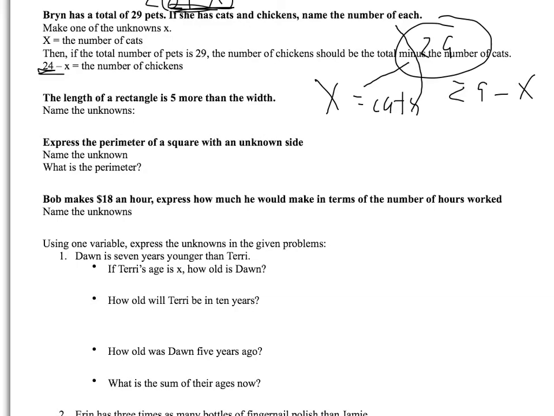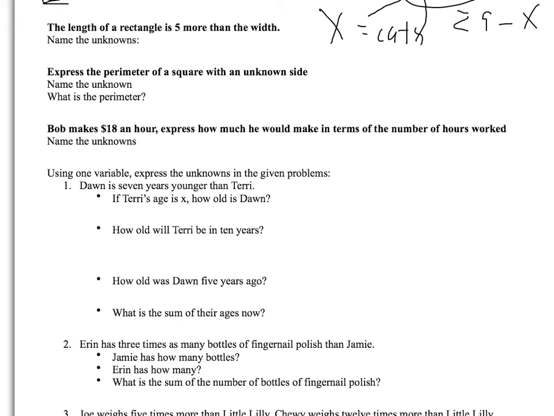So now we have a little geometry problem. The length of a rectangle is 5 more than the width. Okay, so I'm just going to denote L to be length and W to be width. So just denoting those right now. And I would write this out, but I'm a little tight on space right here, so I'm just going to leave it at that.